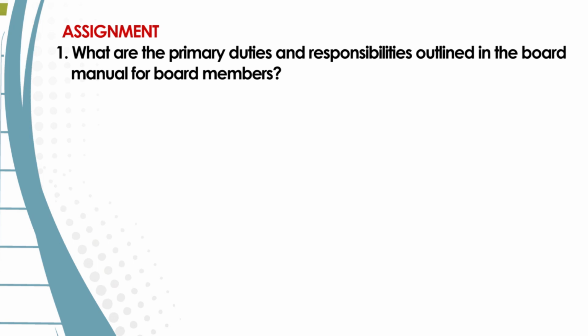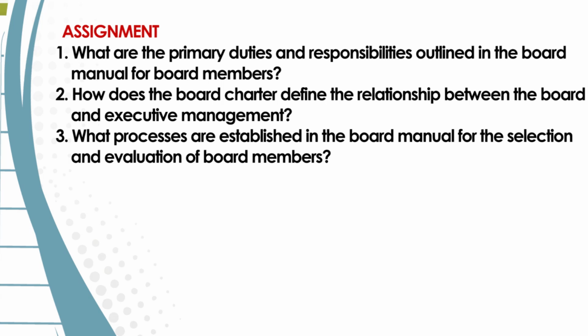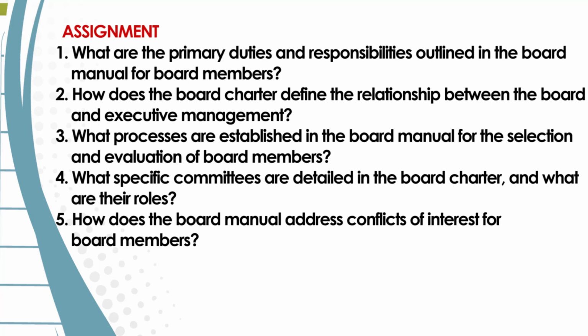I'll read to you today's assignment. Board manual and board charter. 1. What are the primary duties and responsibilities outlined in the board manual for board members? 2. How does the board charter define the relationship between the board and executive management? 3. What processes are established in the board manual for the selection and evaluation of board members? 4. What specific committees are detailed in the board and what are their roles? 5. How does the board manual address conflicts of interest for board members?